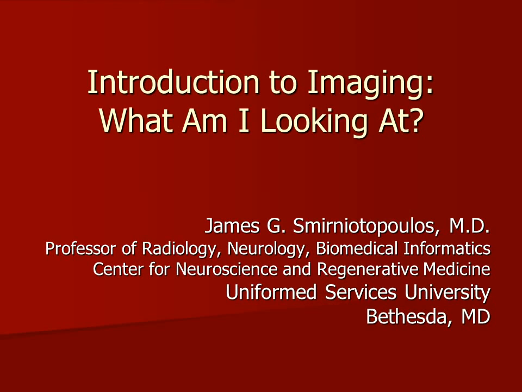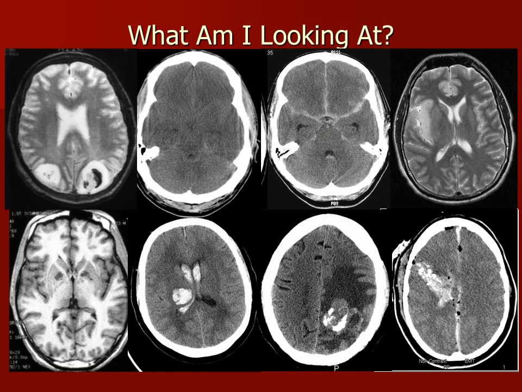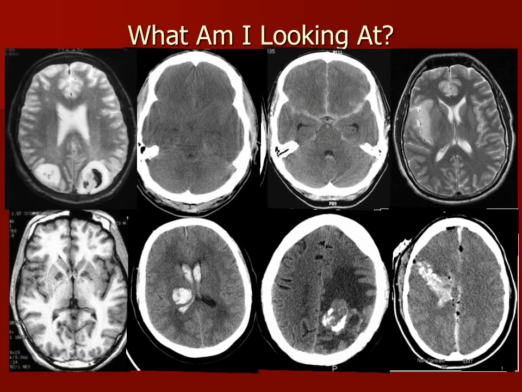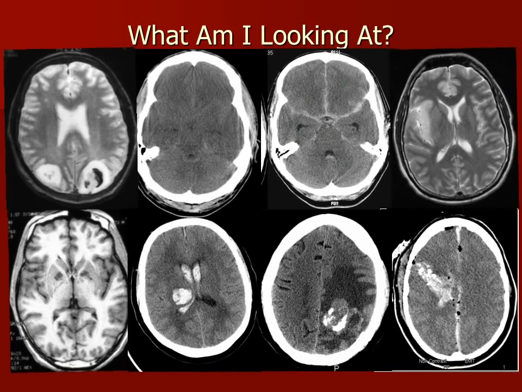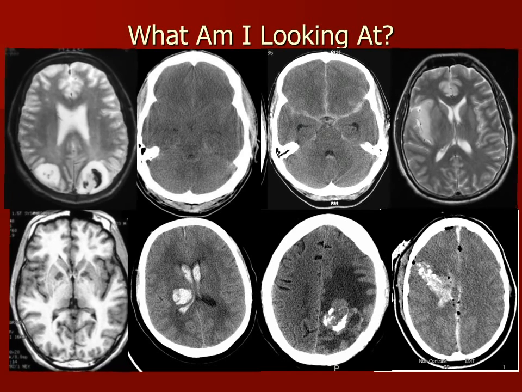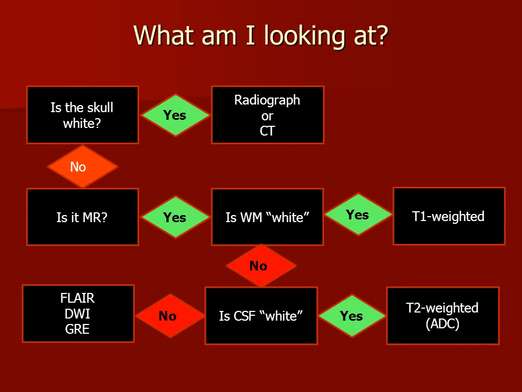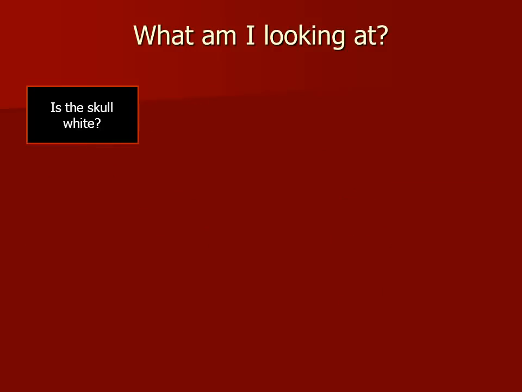Today we're going to present a simple way to decide what am I looking at. It can be very confusing when you first start looking at neuroimages. Some people use pattern recognition, understanding immediately that these are all CT scans and these are MRI. However, you can also use an algorithm to be able to sort through the different shades of gray that we see on CT and various MR pulse sequences. Let's see if we can make this algorithm work for us.